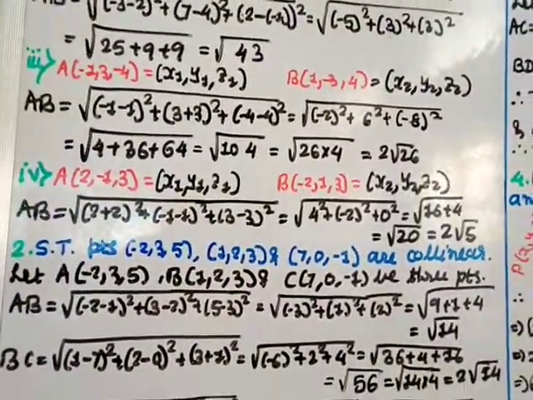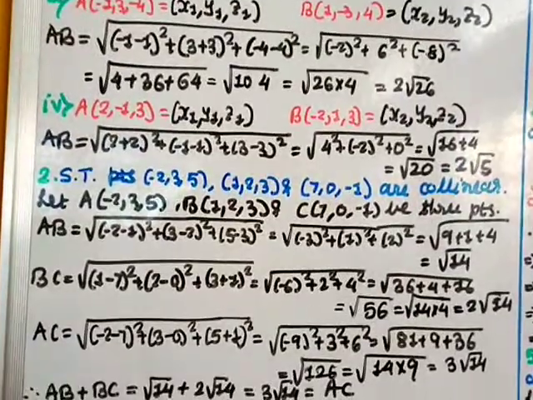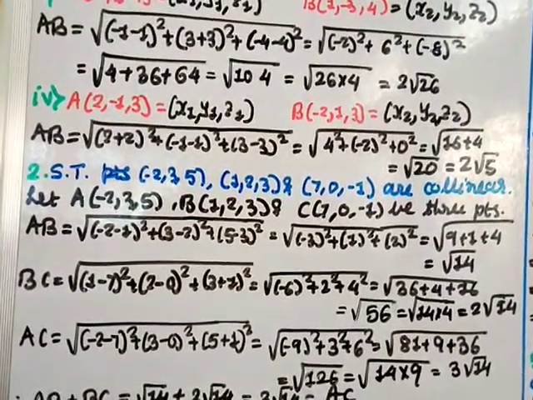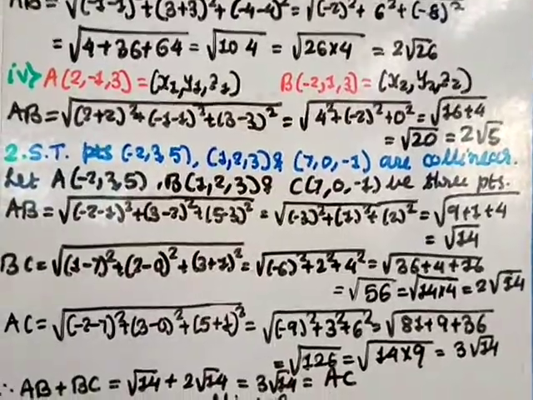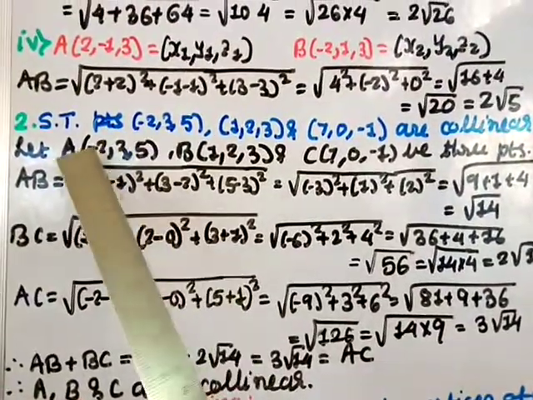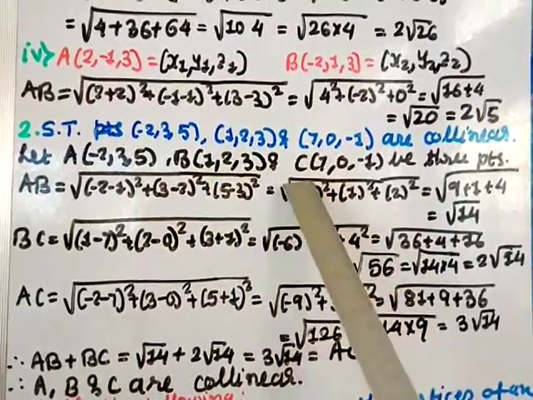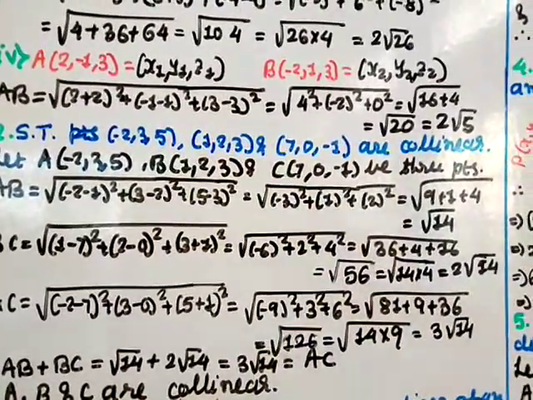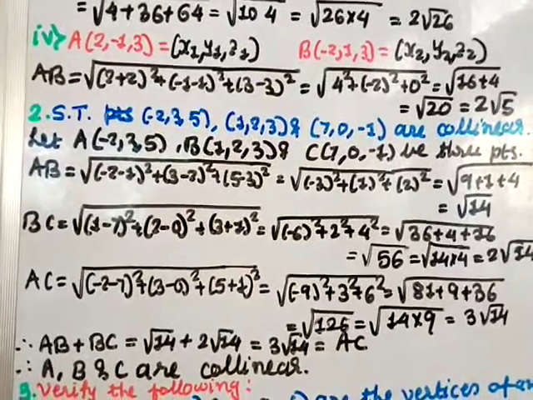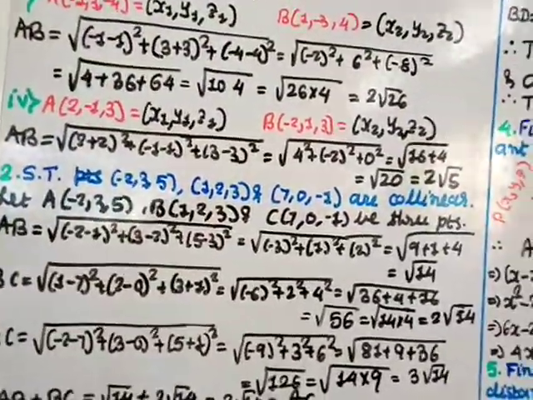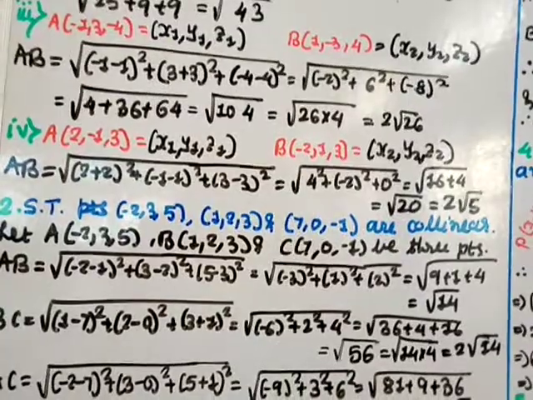Question number 2. Show that points (minus 2, 3, 5), (1, 2, 3) and (7, 0, minus 1) are collinear. Call these points A, minus 2, 3, 5. This one as B, 1, 2, 3 and this as C, 7, 0, minus 1 be the 3 points. Let us find the distance between AB, BC and AC. So AB equal to, we use the same result. I am directly now writing, not taking x1, y1, z1 and x2, y2, z2 and x3, y3, z3.